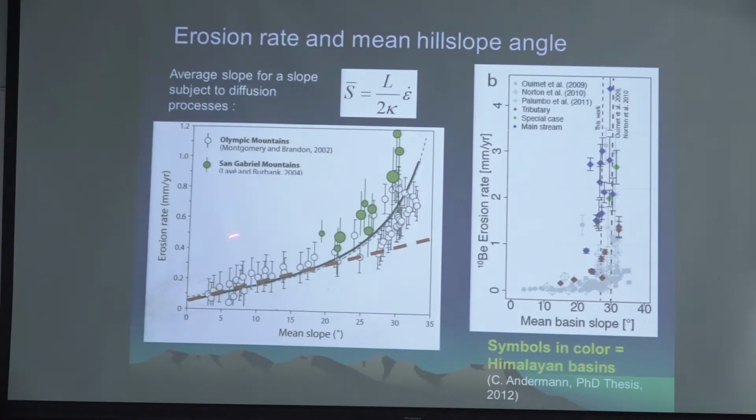And when you look at the erosion rate documented, for example, by beryllium-10 in quartz, as a function of the mean slope, we see this kind of increase. Up to values of 20-25 degrees, there is a general linear relationship between the erosion rate and the mean slope. And when we arrive at values of 25-30 degrees, then the data begins to depart from this line. So what does it mean?